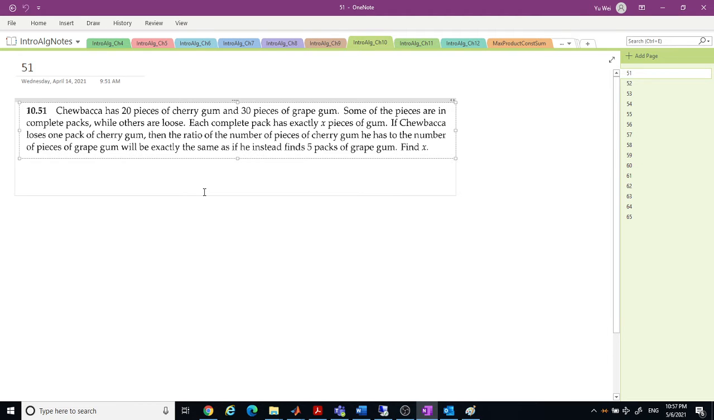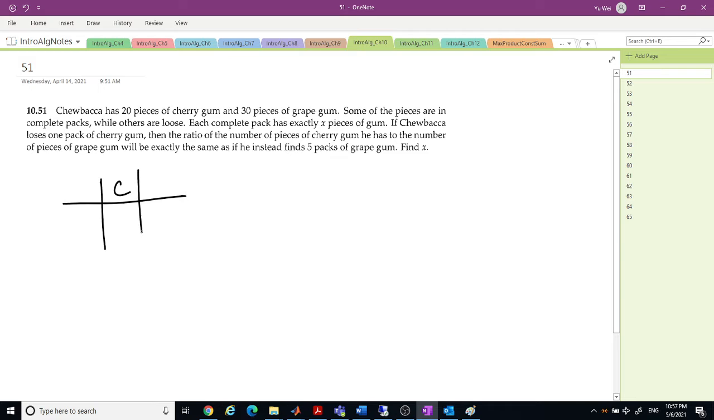Okay, so today we're talking about the challenge problem for chapter 10. It's about quadratic equations. The first question is: she has 20 pieces of cherry gum and 30 pieces of grape gum. I have 20 pieces, I have 30 pieces.